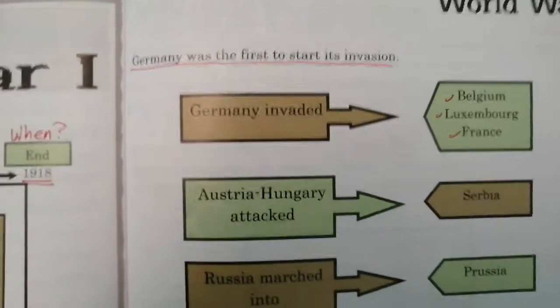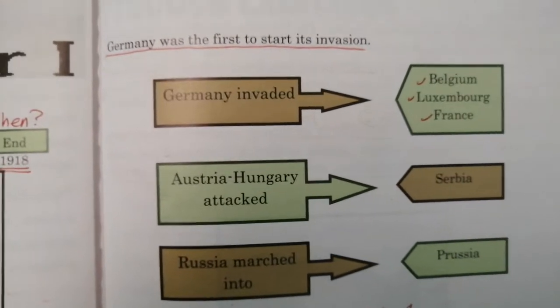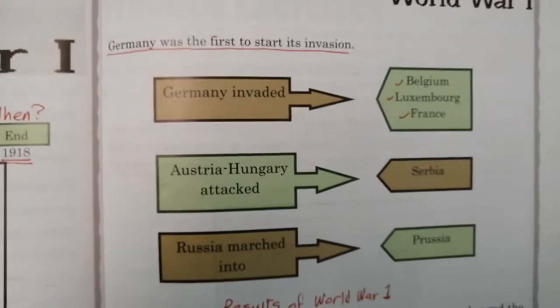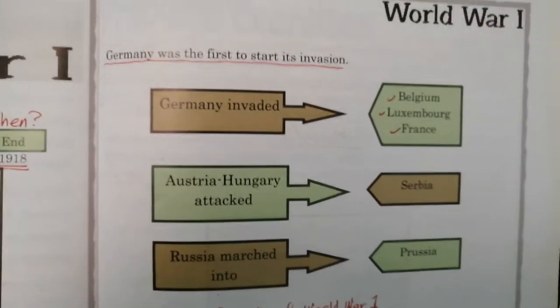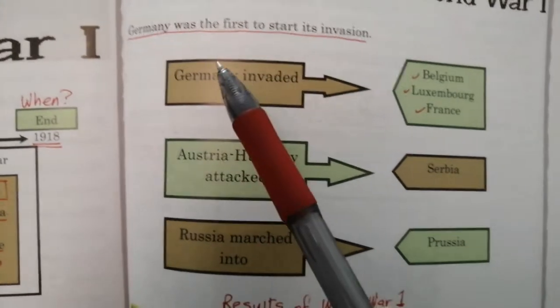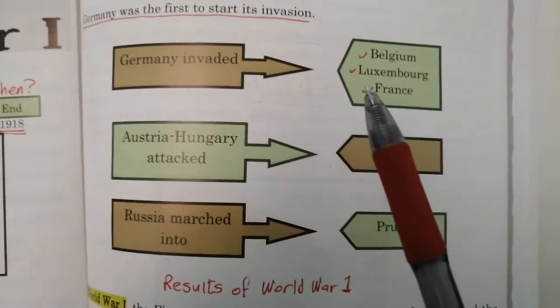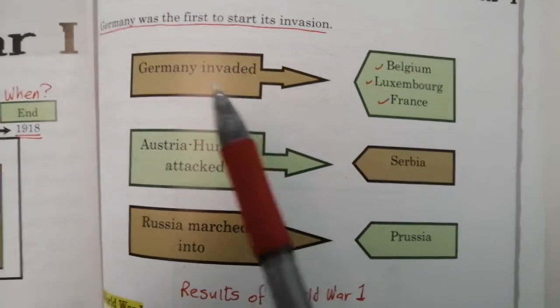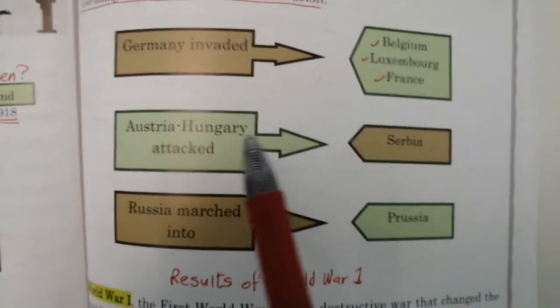Then, here we have another diagram which shows the map of this war. Of course, here, Germany was the first to start the invasion. So, the First World War was started by the country Germany, who started the invasion, the occupation. First here, Germany invaded. Invaded what? Invaded Belgium, Luxembourg, and France. Germany invaded these three countries.